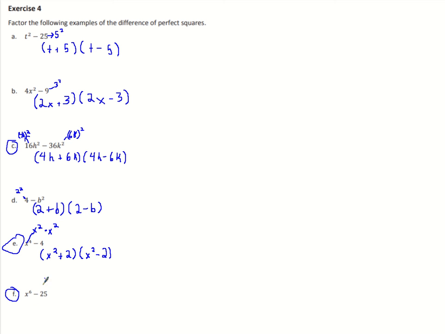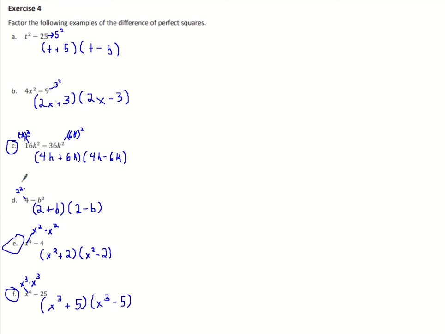We could do the same down here with the x to the 6th. Instead of splitting it into x squared times x squared, this one would be x cubed times x cubed. Because x cubed means I have 3 x's being multiplied. That means I have a total of 6 x's being multiplied with each other. So then this can be x cubed plus 5, x cubed minus 5.